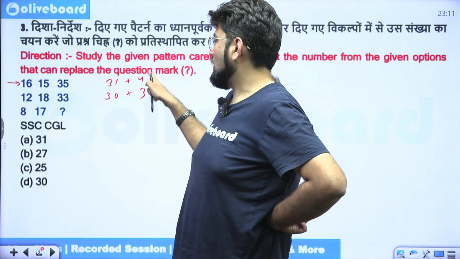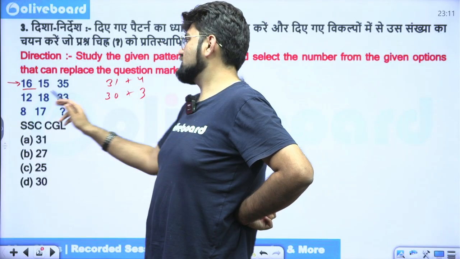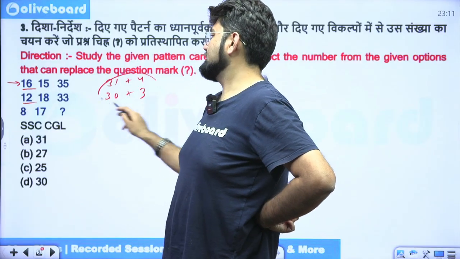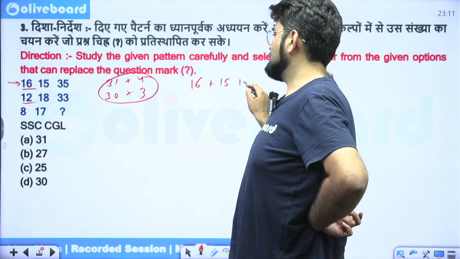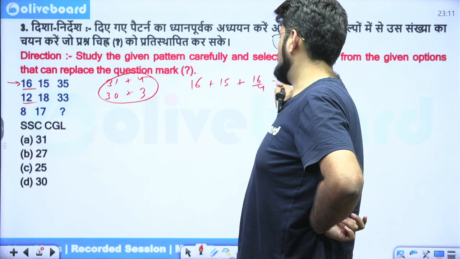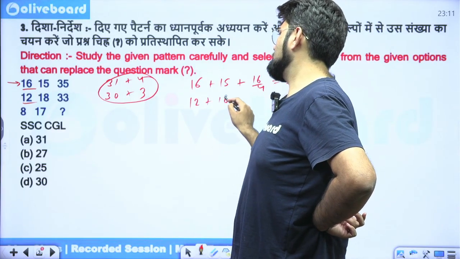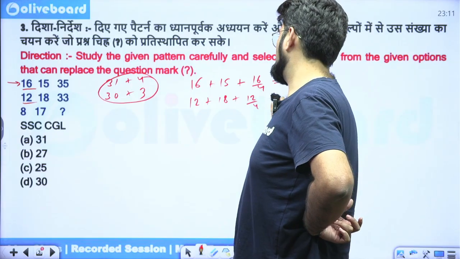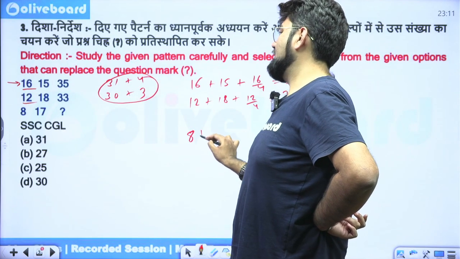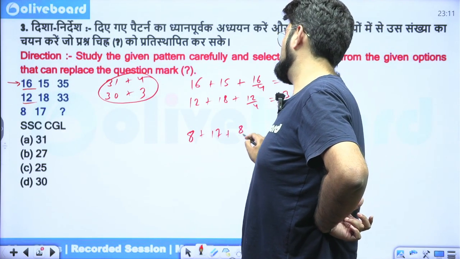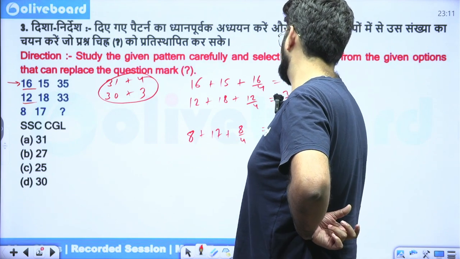So you need to check how this number is derived. You can see this is 16 and 4, this is 12 and 3. So now it is clarified what exactly is happening: I am adding 16, I am adding 15 and I am further adding 16 divided by 4 to get 35. I'm adding 12, I'm adding 18 and plus I'm adding 12 divided by 4 so that I'm getting 33. So I will add 8, I will add 17 and I'll further add 8 divided by 4. So this is 25 plus 2, 27.